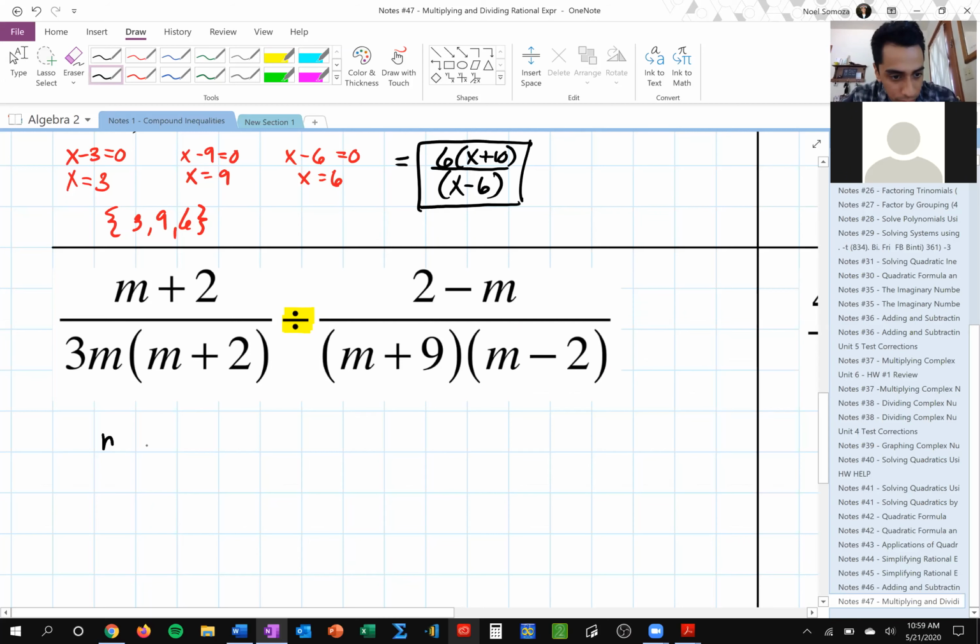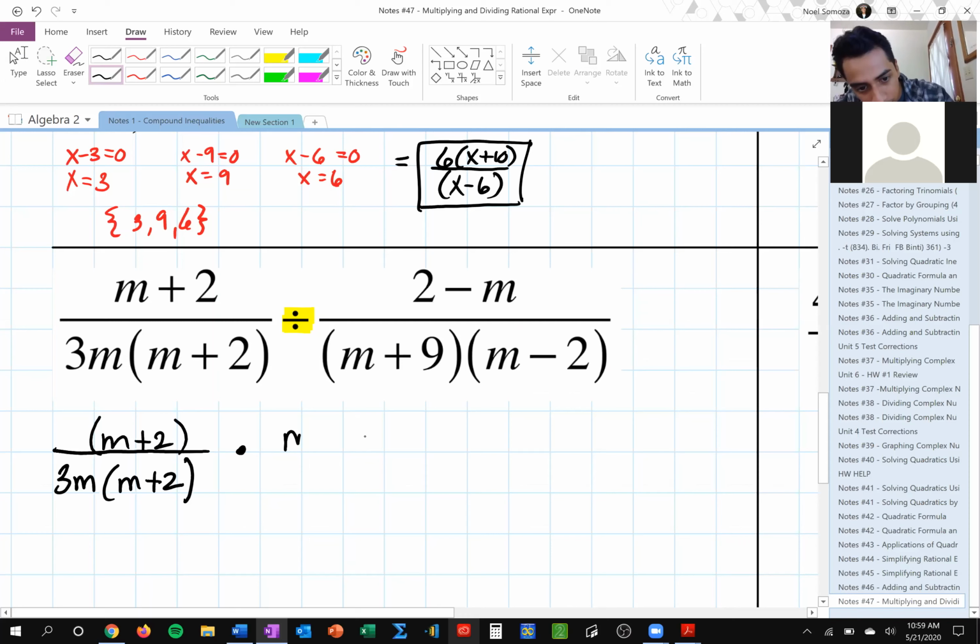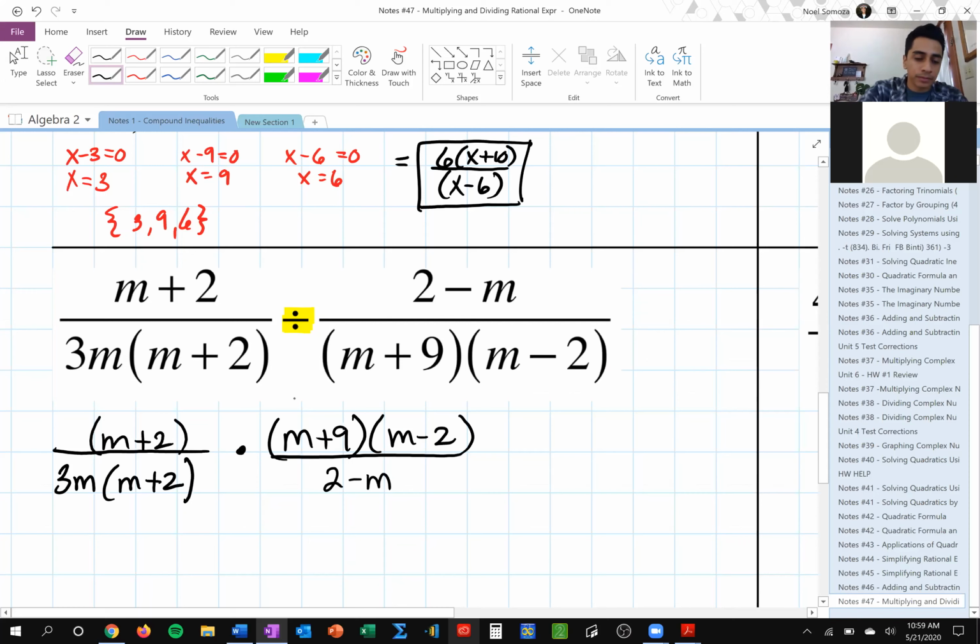So we have m plus 2. Again, it's not in parentheses, but I'm going to put them in there anyway. Divided by 3m, m plus 2. Okay, times, now we do the flip. Okay, m plus 9 times m minus 2 all over 2 minus m. Okay, I'm going to put that in parentheses.